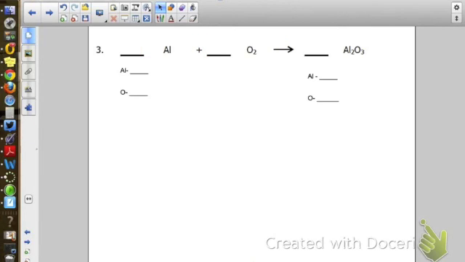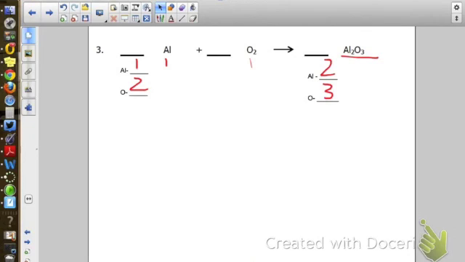Here's another example we're going to be looking at. We have aluminum plus O2 yields Al2O3. We're going to see what it is right now without any coefficients. We have 1 Al and we have 2 oxygens on the reactant side. We have 2 aluminums over here and we have 3 oxygens over here. So right now we can tell we're not balanced. Maybe we should try to see if we can get the oxygens balanced.